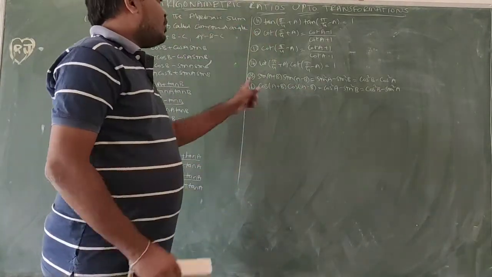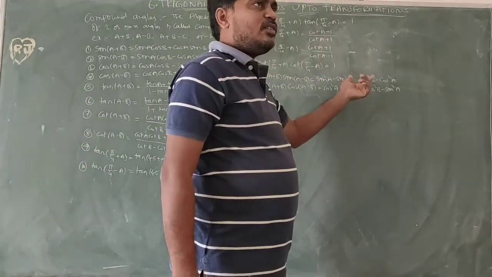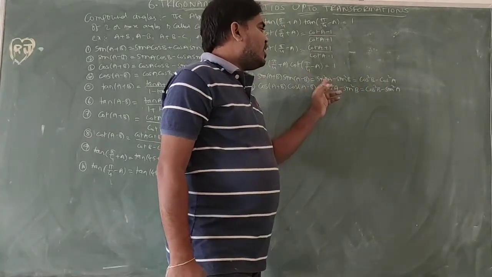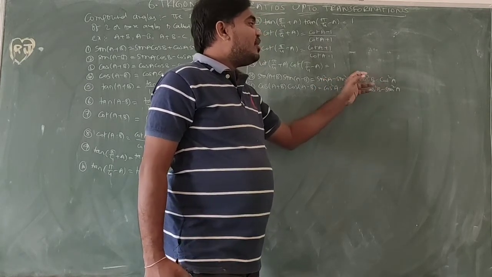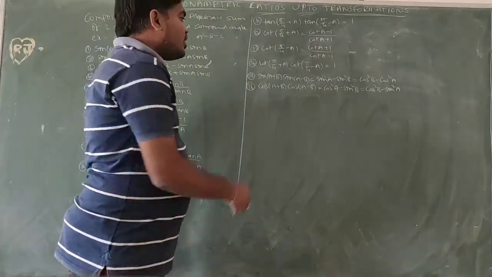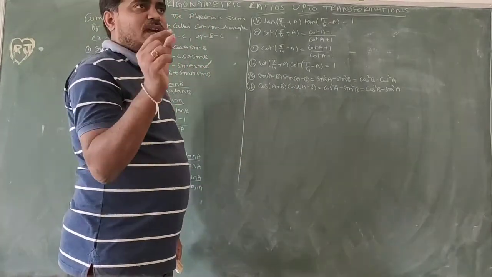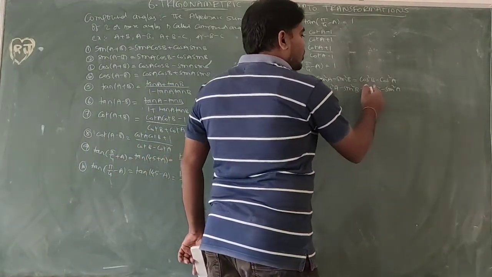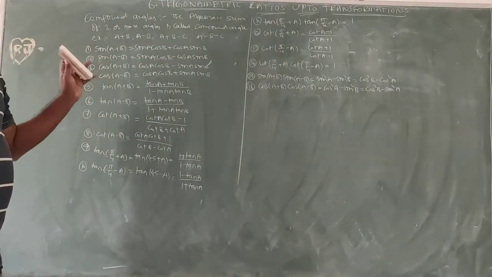So sin of A plus B into sin of A minus B is sin square A minus sin square B, or cos square B minus cos square A. Okay, so if we are taking sin square A minus sin square B here, but not here, so cos square B minus cos square A. So cos of A plus B into cos of A minus B is a combination of cos and sin, but always cos will be positive, sin will be negative: cos square A minus sin square B, cos square B minus sin square A. So these are the formulas to remember.